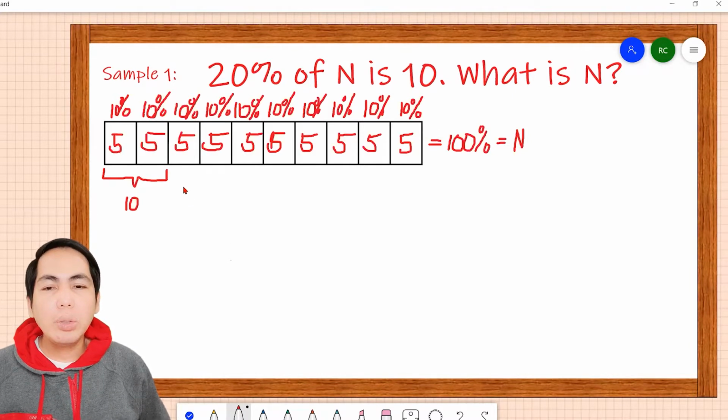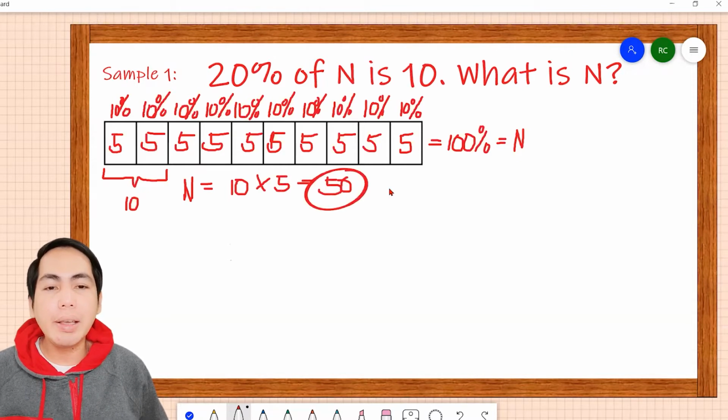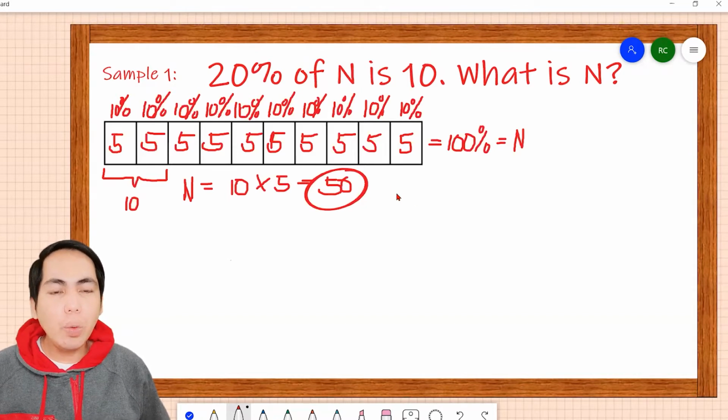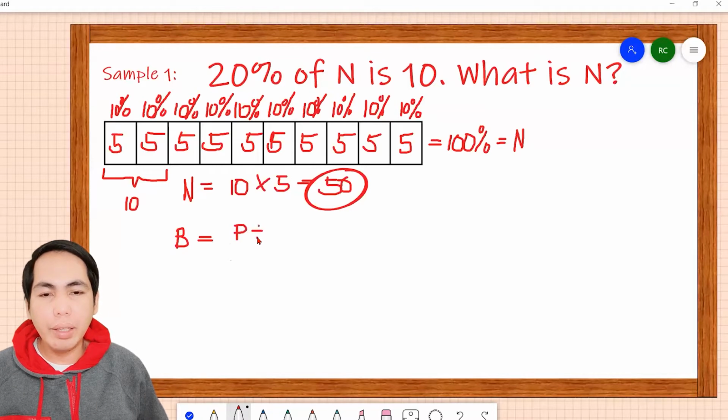So to get the value of n, we are going to multiply 10, since there are 10 equal units, times 5 in each unit to give us 50. So therefore, our base is 50, or the value of n is 50. Now, if we are going to use our general formula that the base is equal to the percentage divided by the rate, percentage is 10 divided by 20%.